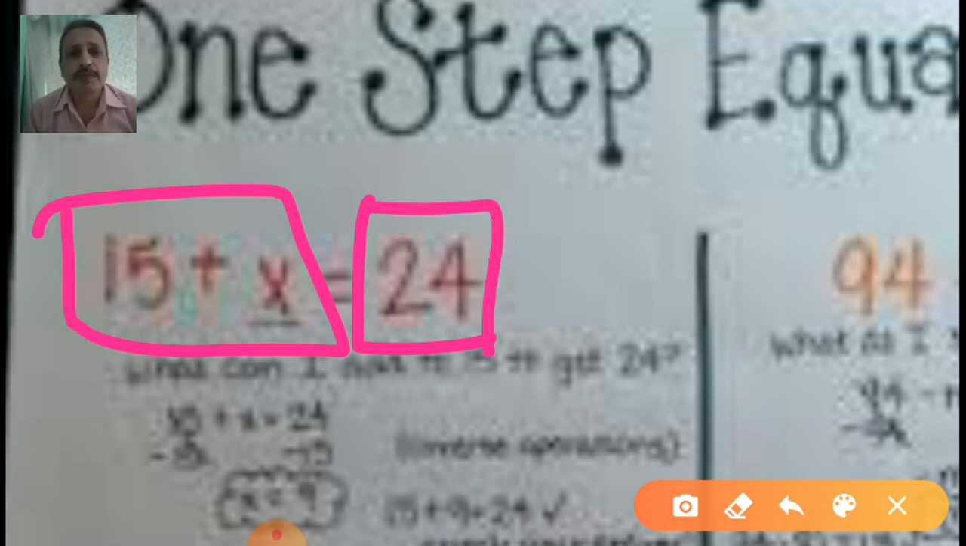Yes, this 15 plus x is on the left side, 24 is on the right side, and in between there is an equal to sign. Yes, student. Suppose I want to get the value of x, what do I have to do? I have to remove 15 from the left side. So check the sign of the number. The sign of the number is plus, addition.